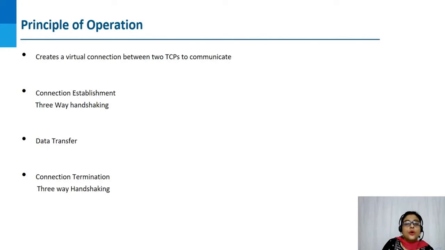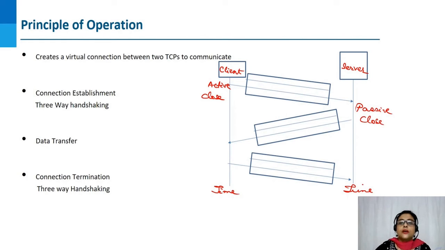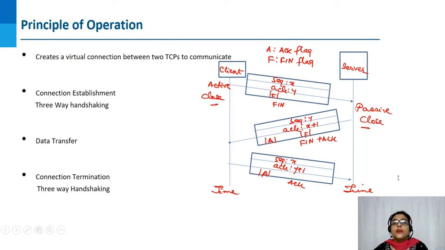So this also uses three-way handshaking. As before, we have the client and the server, and active close and passive close here. Previously, it was active open and passive open. Now it is active close, passive close. So here, the client will send, let's say, a sequence number X and acknowledgement Y. It will send a FIN type of packet. So F means it is a FIN type of flag, which means that it wants to terminate the connection.